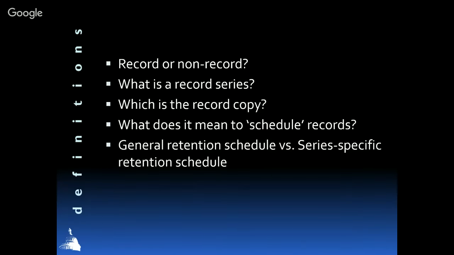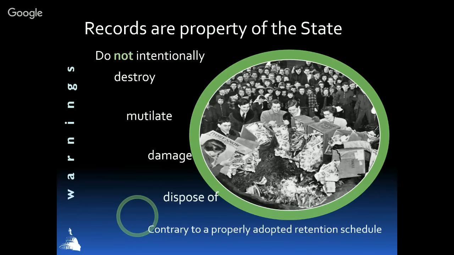So the definitions in GRAMA answer questions like these. They can help you determine whether something is a record or not, and can explain what record series, record copies, and retention schedules are. PRMA, in this case, also provides warnings by making it clear that records are property of the state, meaning that their maintenance is governed by statute and is not left up to the discretion of government employees.